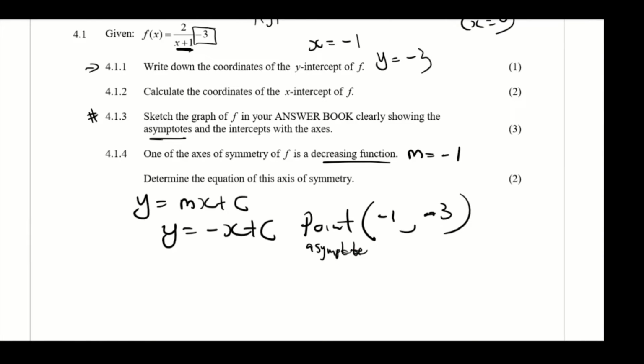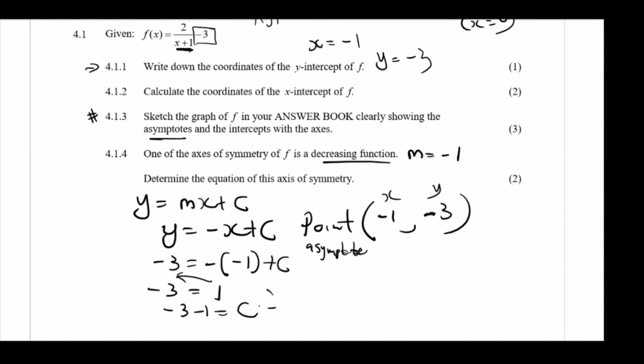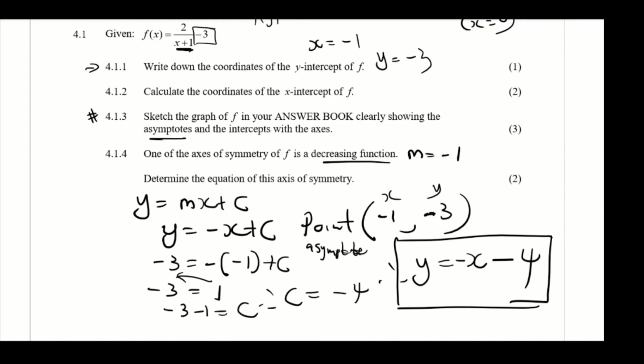So you're going to substitute it in this equation. This is y, this is x. So where there's y, you put -3 equals negative, where there's x, you put -1, plus c. So this is going to be 1 and this is going to be -3. Transpose the 1 to the other side, it's going to be -3 minus 1 equals c. Therefore, c is equal to -4. So the equation of the negative decreasing axis of symmetry is y equals -x minus 4. So this is the equation.